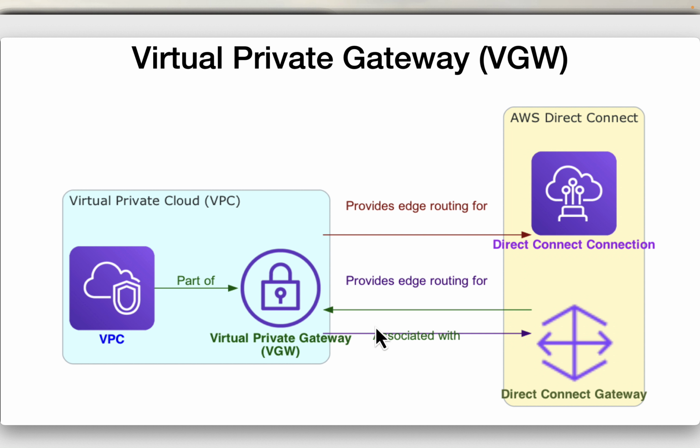So you associate an AWS Direct Connect gateway with the virtual private gateway for the VPC. This sits at the edge of the VPC, so all communication goes via this. Let's say you have an EC2 instance, the traffic would go through this, and it will connect to the Direct Connect gateway, which is part of a Direct Connect connection. So these two objects will have bidirectional communication.